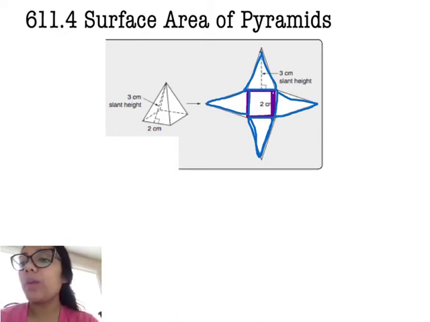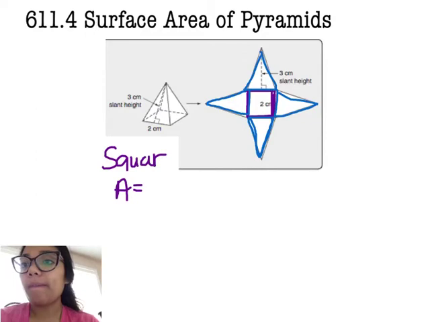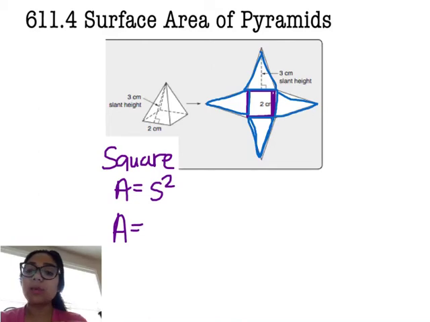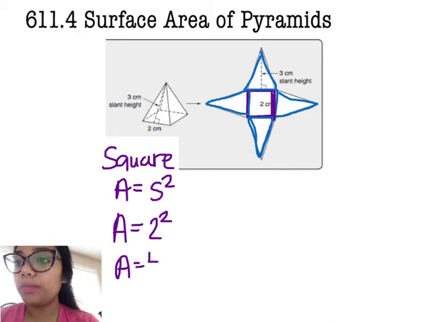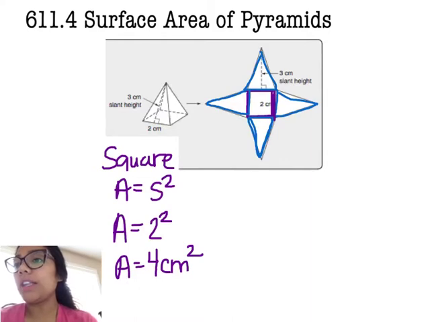So, how do I find the area of a square? I find the area of a square by doing area equals S squared, or length times width, or base times height, but I like to use S squared. S means the side squared, because if it's a square, that means length and width are the same, so I can just square it, because it's times itself. My side is 2 on each side, so 2 squared, so the area of my square is 4 square centimeters. Now I need to find the area of my triangles.